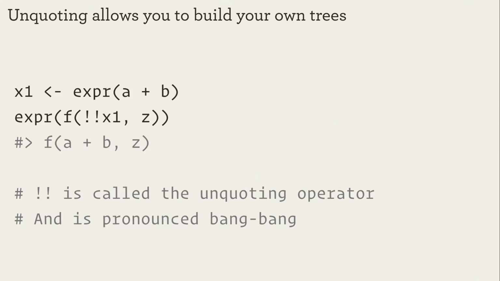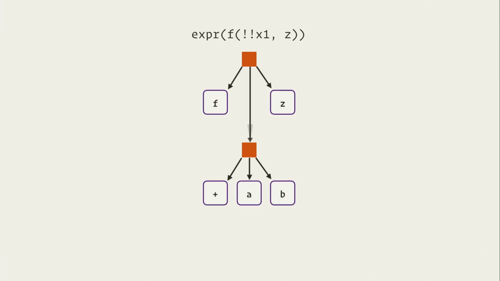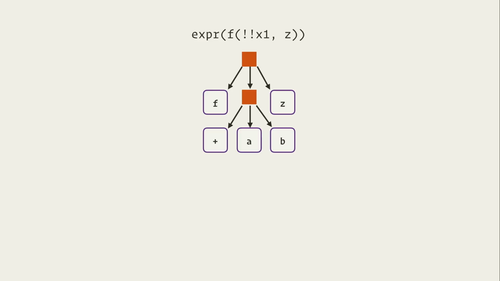But it also supports unquoting with this crazy bang-bang operator. The bang-bang is called the unquoting operator. It's pronounced bang-bang, obviously, as I've just said like five times now. What it does is, it's easiest to see once you understand that code is a tree, it's really easy to draw what bang-bang does. We have one code tree here and one code tree here. The bang-bang defines a hole which we just insert that other tree into. So bang-bang allows us to build up complex trees from simple pieces.